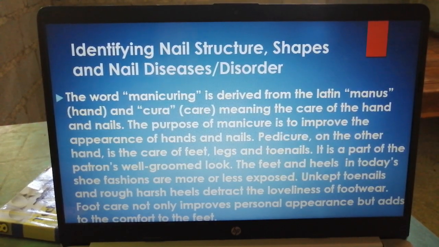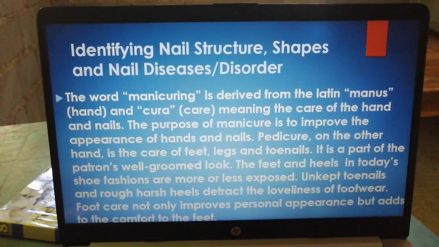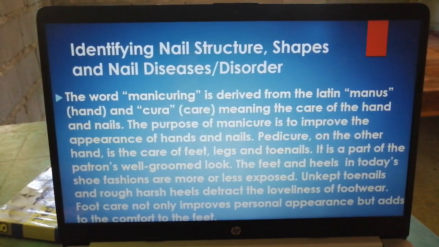Pedicure, on the other hand, is the care of feet, legs, and toenails. It is a part of the patron's well-groomed look. The feet and the heels in today's shoe fashions are more or less exposed. Unkempt toenails and rough, harsh heels distract from the loveliness of footwear. Foot care not only improves personal appearance but adds to the comfort of the feet.